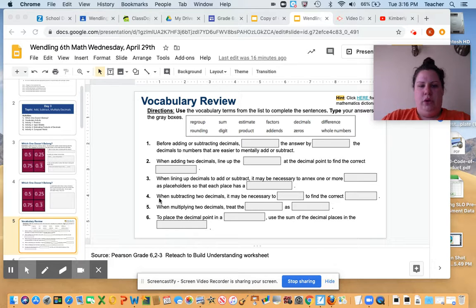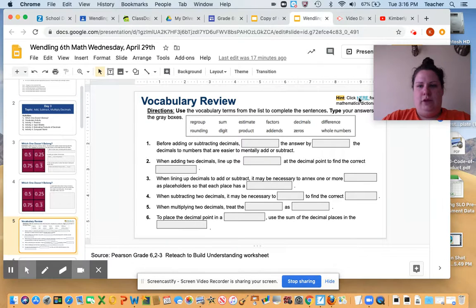Number 4. When subtracting two decimals, it may be necessary to blank to find the correct blank. Number 5. When multiplying two decimals, treat the blank as blank. Number 6. To place the decimal point in a blank, use the sum of the decimal places in the blank.